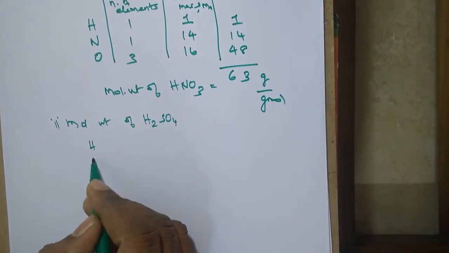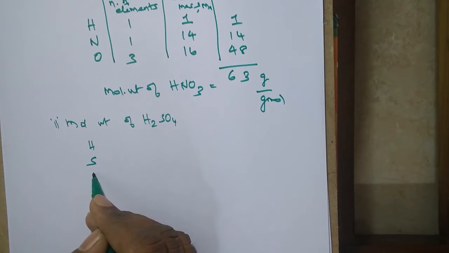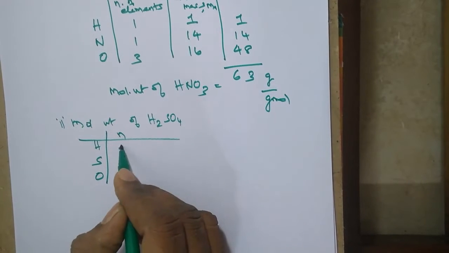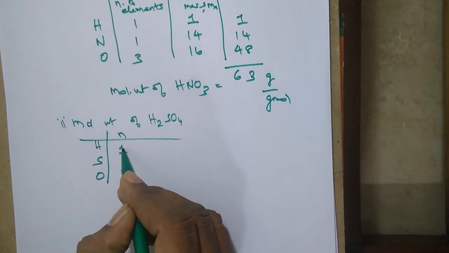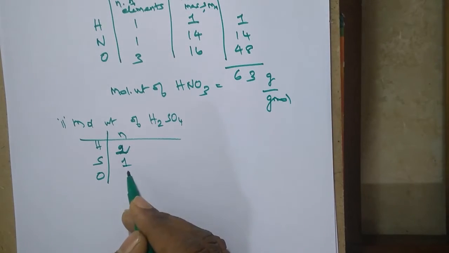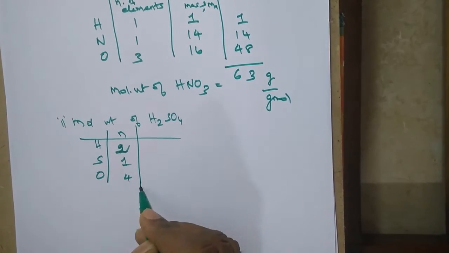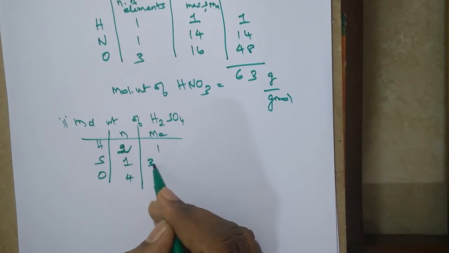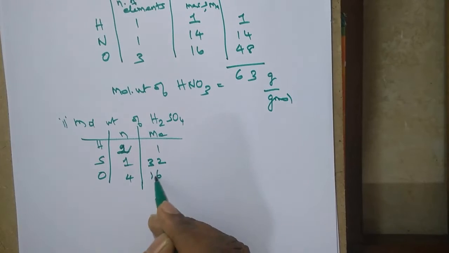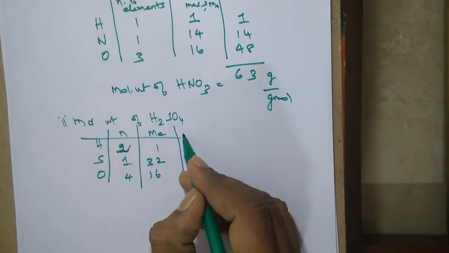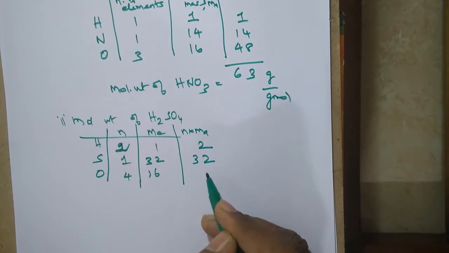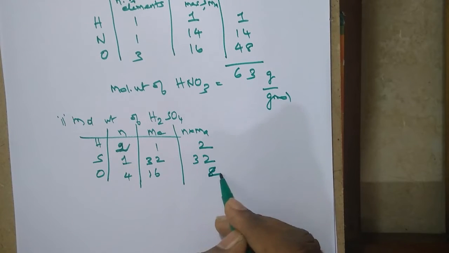Sulfuric acid, H2SO4. The number of atoms of each element are 2, 1, 4: there are 2 hydrogen atoms, 1 sulfur atom, and 4 oxygen atoms. The atomic masses are hydrogen 1, oxygen 16, sulfur 32. Multiplying N by the atomic mass: 2 into 1 is 2, 1 into 32 is 32, 16 into 4 is 64.